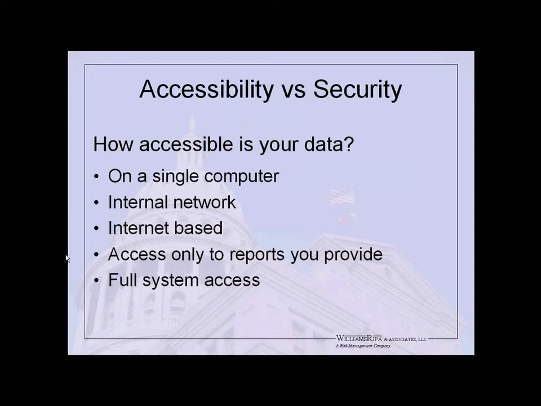And then you have full system access, and that's where you might have clients that can access all of your systems, probably in a view-only mode where they can actually view the claims data. They may be able to generate their own reports, but they pretty much have access to everything. So you really need to look at how you're protecting that information.